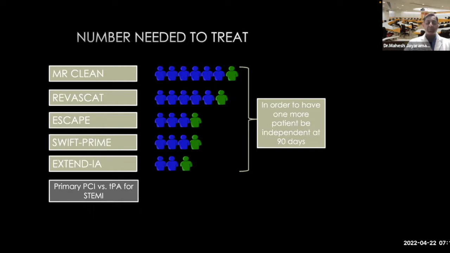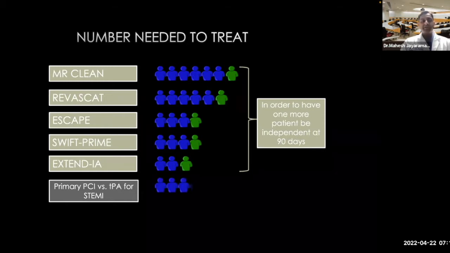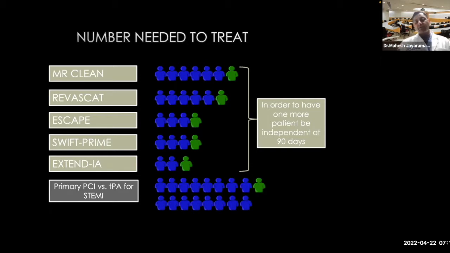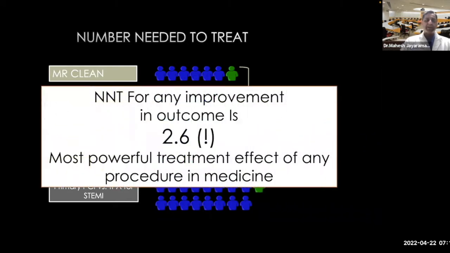And for those of you who want a comparison, in many parts of the world now, if we can get access to primary PCI for patients with myocardial infarction, that is considered far superior. But the number needed to treat for that is not 4, and it's not 8, and it's not 12, it's 17. So the treatment effect of thrombectomy for stroke is at least 3 to 4 times more powerful than the treatment effect of primary PCI for myocardial infarction. The number needed to treat for any improvement in outcome, a sort of a shift, is about 2.6. This is the most powerful treatment effect of any procedure we can imagine in medicine.